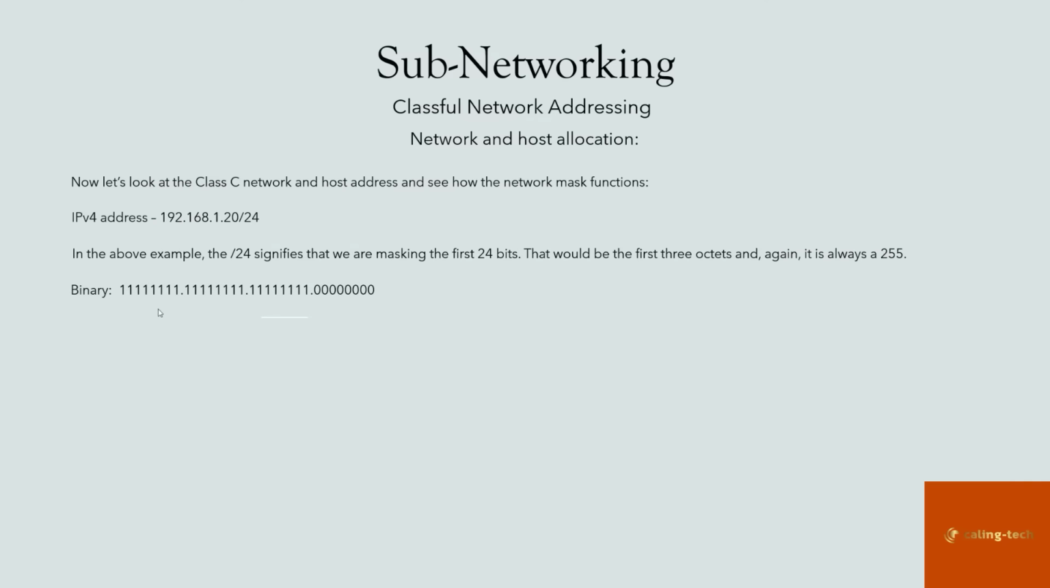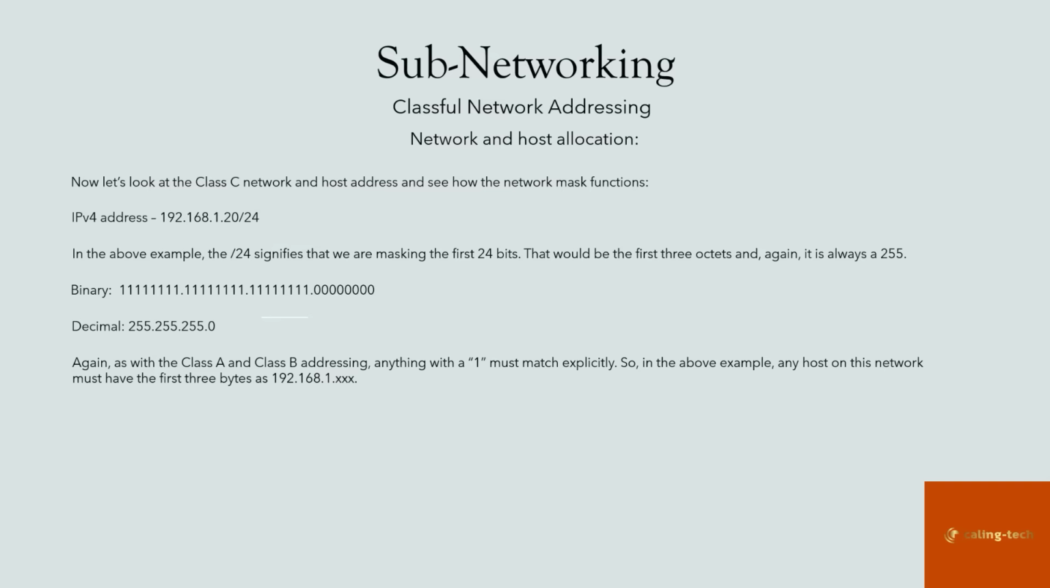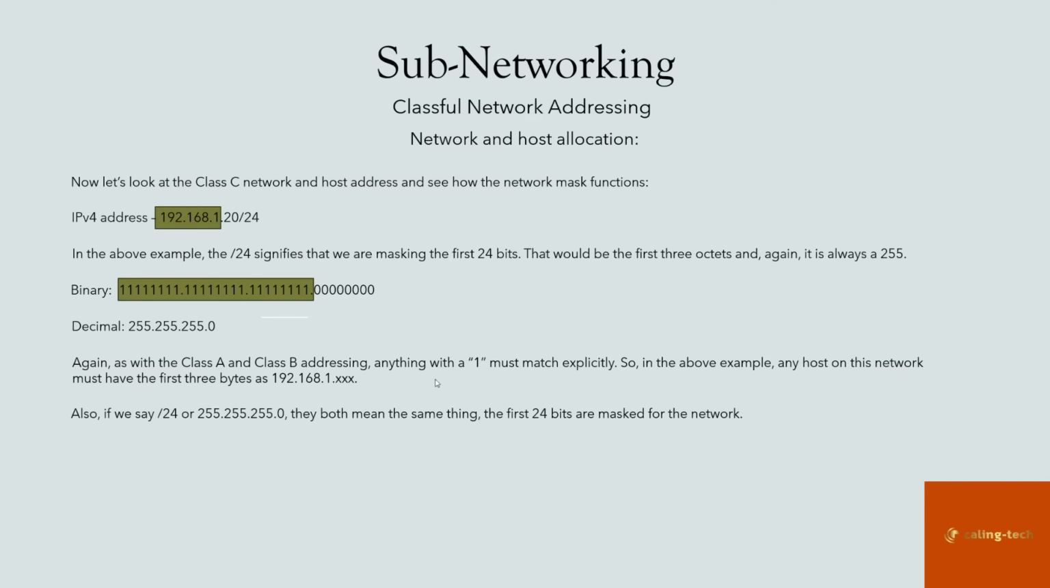So in binary, we write the first octet or the first 8 bits as ones, the second octet or the second 8 bits as ones, and the third octet or third 8 bits as ones, and the fourth octet is zeros. In decimal, we write this as 255.255.255.0. Again, as with the Class A and the Class B addressing, anything with a 1 must match explicitly. So in the above example, any host on this network must have the first 3 bytes as 192.168.1. Also, as per with the Class A and Class B, if we say a /24 or 255.255.255.0, they both mean the same thing, that the first 24 bits are masked for the network portion.